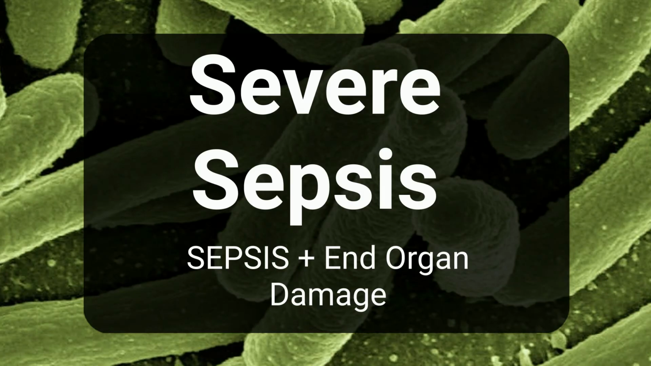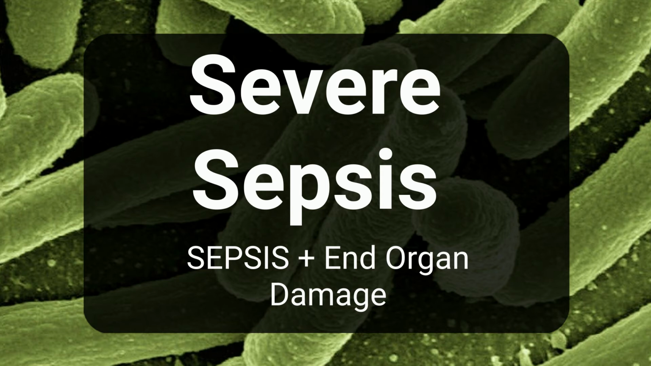Now, what is severe sepsis? Severe sepsis is having sepsis plus an end organ damage. In other words, the patient now has 2 SIRS, a source of infection, and now organs are involved.